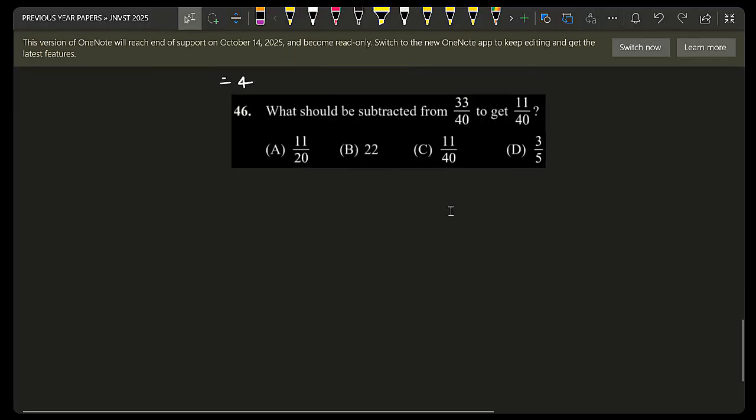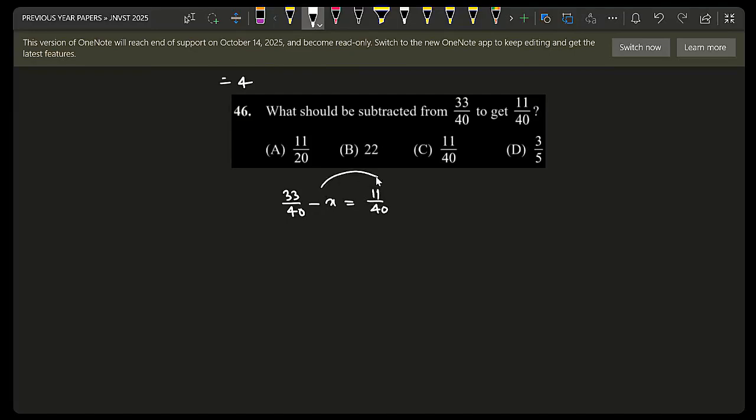What is the sixth one? What should be subtracted from 33 by 40 to get 11 by 40? Okay. So they're asking what we have to subtract. We don't know. Let us call it x. 33 by 40, from this what we have to subtract, let us write x. That will give you 11 by 40. This is the equation. So minus x I'm transposing right, and plus 11 by 40 I'm transposing left. So we're getting 33 by 40 minus 11 by 40 will be equal to minus x will become x.